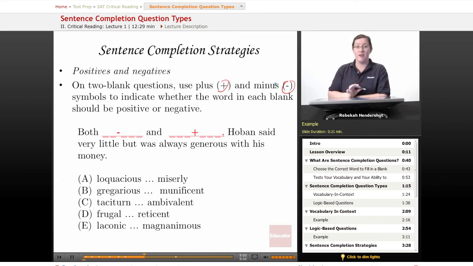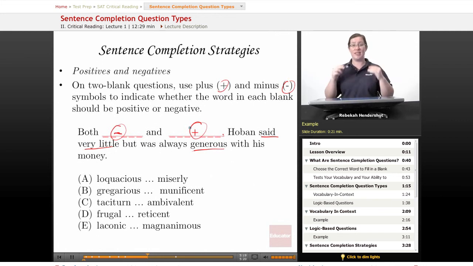So, let's look at our sentence about Hoban. He is both something and something. He says very little, which is usually a negative kind of trait, so we have a minus there. But he's generous with his money. That's usually considered a positive trait, so we have a plus there. So we can eliminate any choice that isn't negative followed by positive.